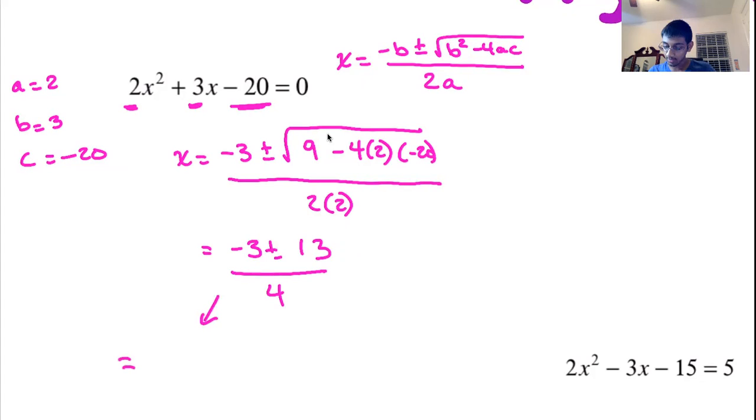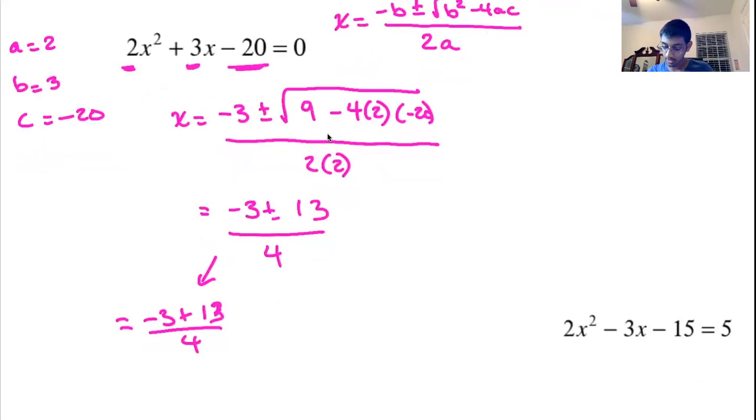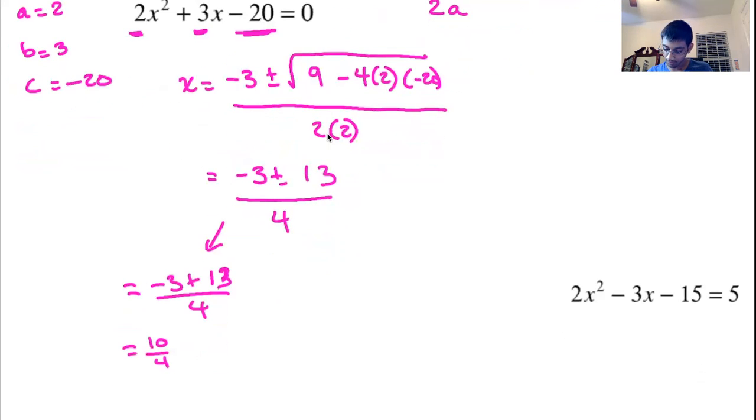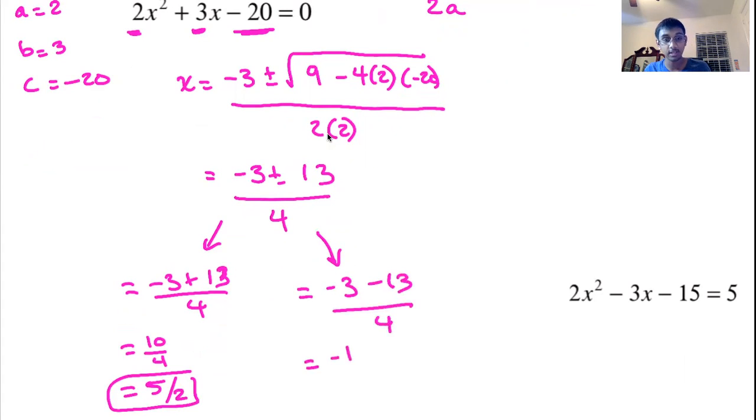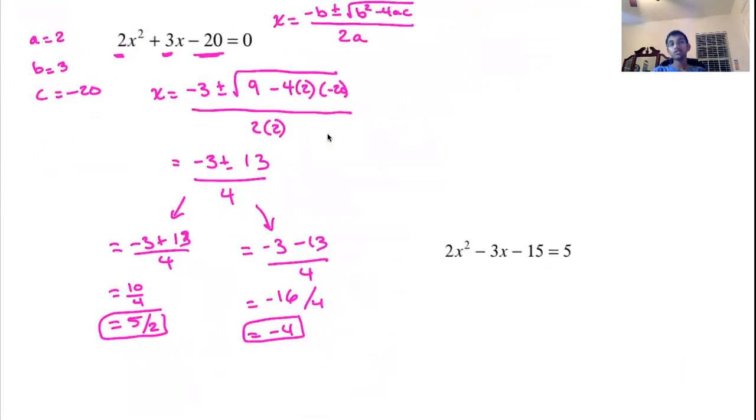So it'd be negative 3 plus 13 over 4, which is equal to 10 over 4, which is equal to 5 over 2. And then we'll do another one with a minus sign, which is negative 3 minus 13 over 4, which is negative 16 over 4, which is equal to negative 4. So we figured out this one. If you factored, you may have made a mistake somewhere along the line. That's why I usually prefer to use the quadratic formula, because it's just a lot safer off the bat. Let's go to the next problem.